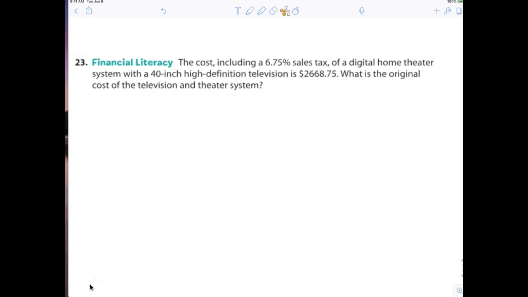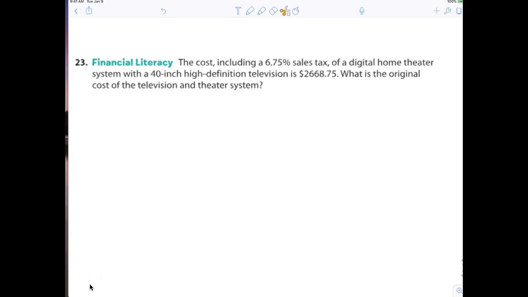It says the cost, including a 6.75% sales tax, of a digital home theater system with a 40-inch high-definition television is $2,668.75. What was the original cost? All right, so I need everybody. This is a common question on ERBs. I need you to really listen to what I'm saying.